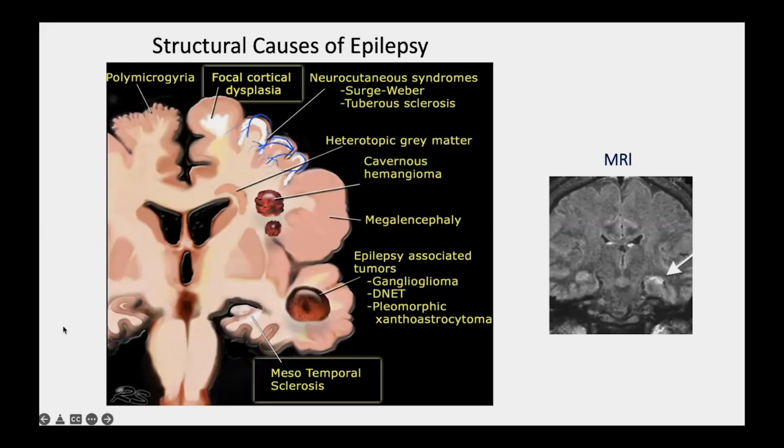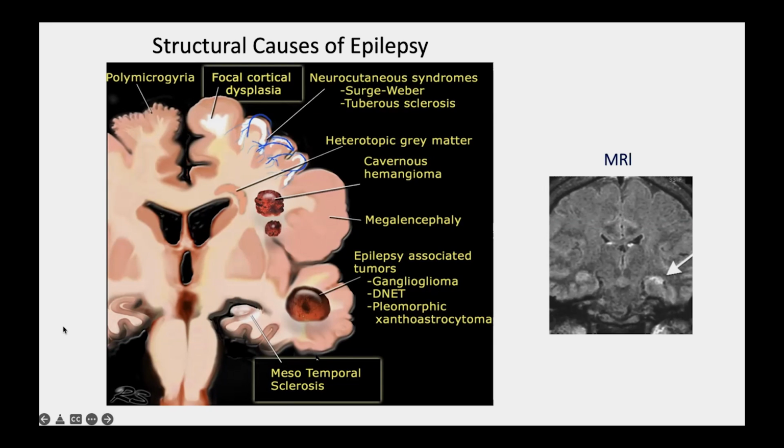These are all different conditions. So polymicrogyria, focal cortical dysplasia, these are developmental problems. And then these conditions here, heterotopic gray matter. We also have vascular malformations and then epilepsy-associated tumors. So ganglioglioma in particular and DNETs. And so they're a very long name there for that one.